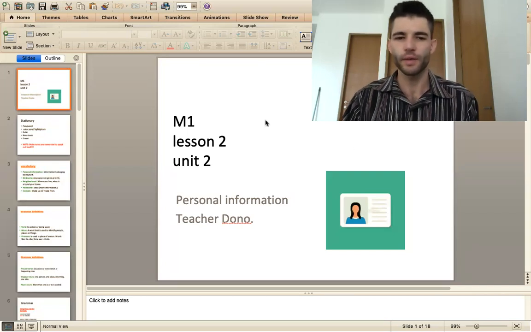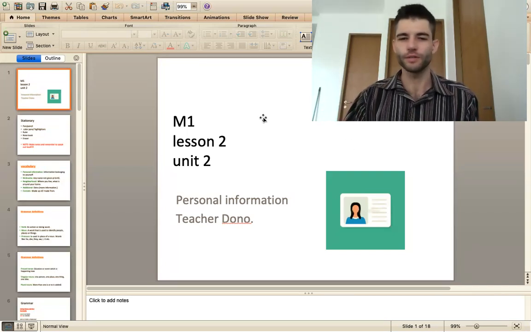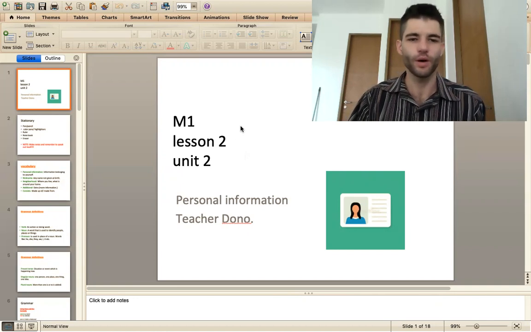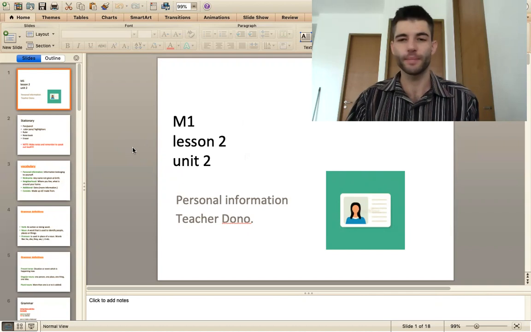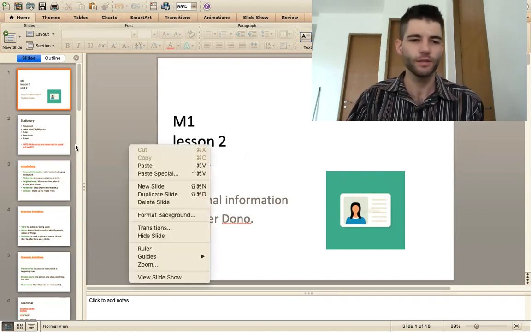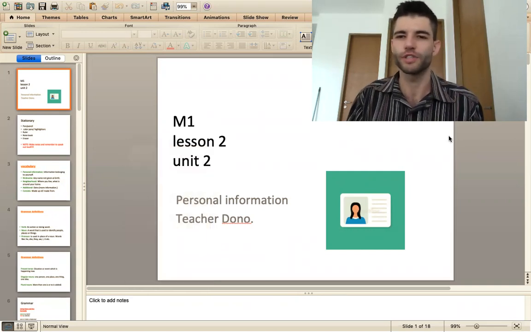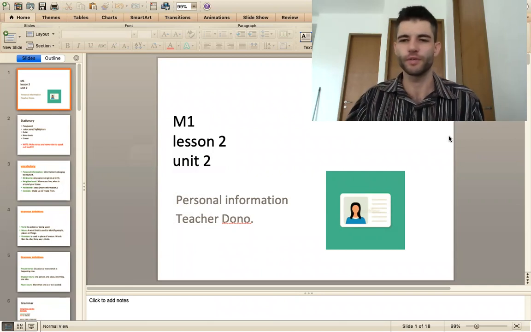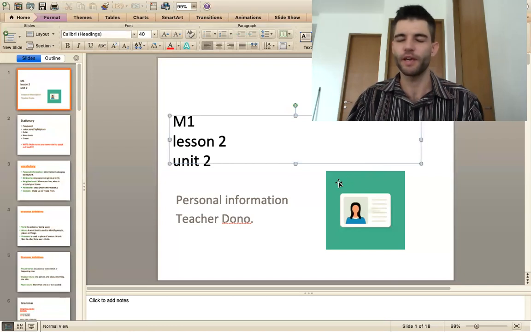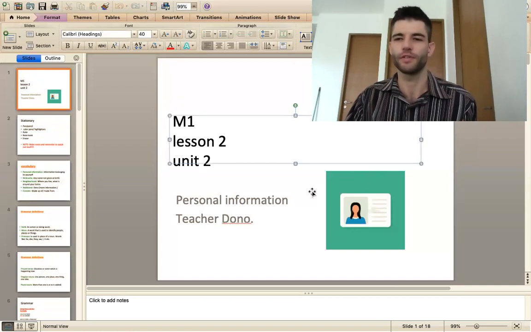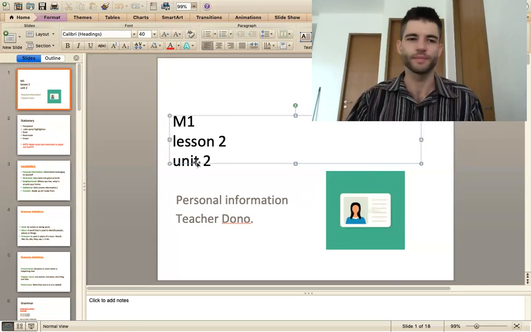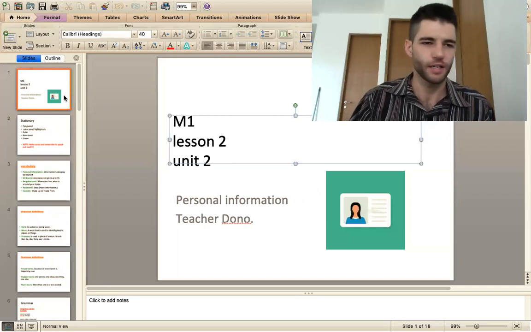So today we're going to do lesson 2, unit 1. And we're still on personal information. So we're going to learn today how to present our personal information to someone, and also how to present maybe a friend's personal information or a family member. So let's get started.